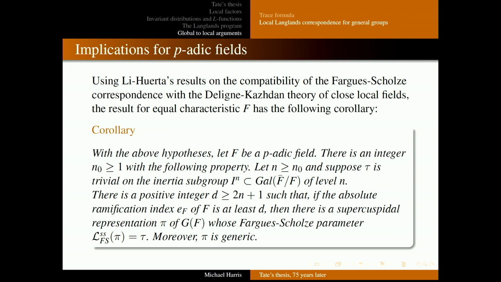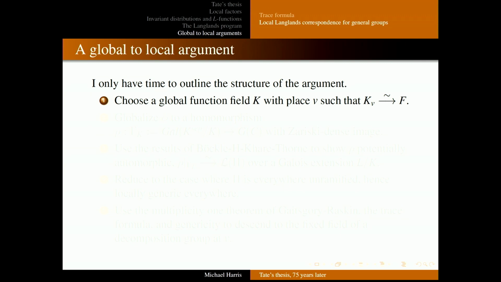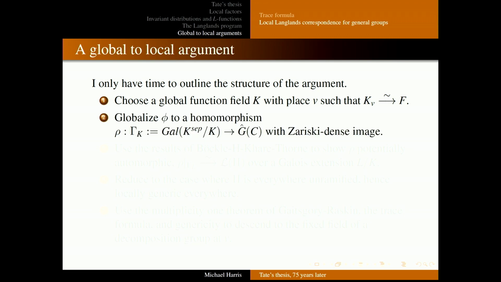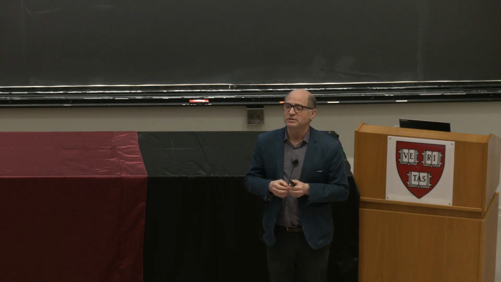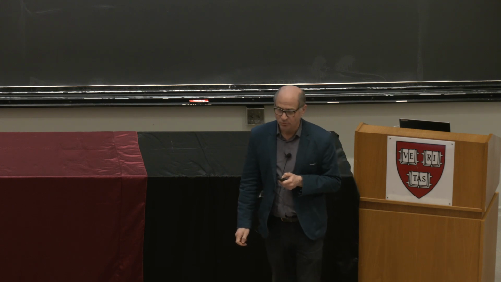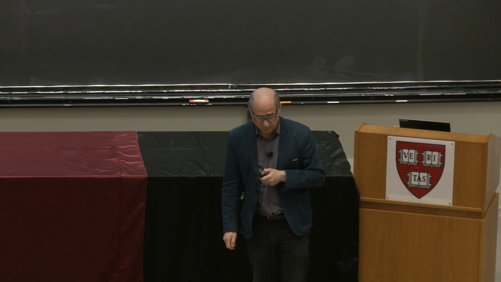So I actually have enough time to explain the structure of the argument. First, you choose a global function field with a given place, such that the completion of the function field is your given field F. Next, you globalize φ to a homomorphism with Zariski dense image. This uses, among other things, the techniques of deformation theory of representations, and in particular the Khare-Wintenberger method to get a lift to characteristic 0.